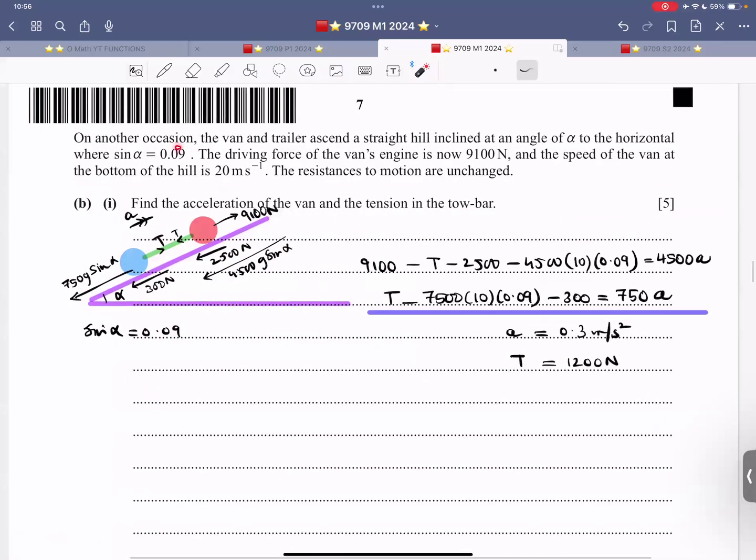On another occasion, the van and the trailer, it's the same van, same trailer, ascends. So now it's moving up. It ascends a straight hill inclined at an angle alpha, where sine alpha is 0.09. Now it's a different hill. The driving force of the van's engine is now 9,100 and the speed of the van at the bottom of the hill is 20. That will be used later on. The resistances to the motion are unchanged. Find the acceleration of the van and the tension in the tow bar.